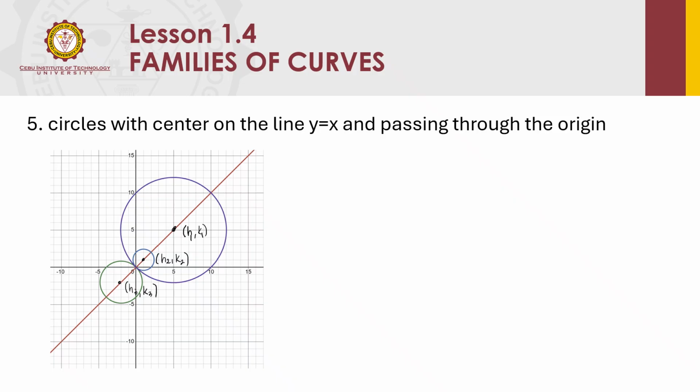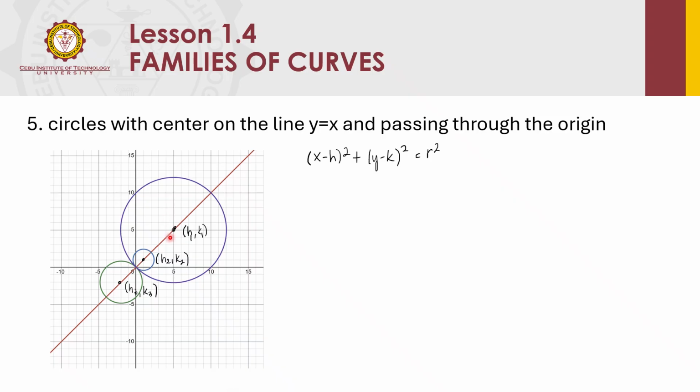So h and k are not fixed, therefore they are arbitrary constants. In terms of h and k, the standard equation of a circle is (x minus h) squared plus (y minus k) squared equals r squared, where r is the radius.